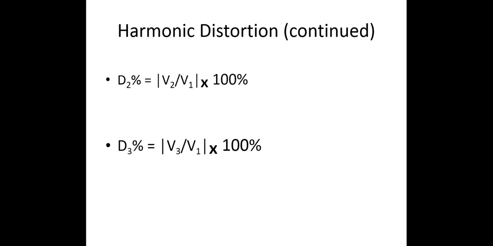So for example, D2 percent will be magnitude of V2 over V1 into 100%. D3 percent will be magnitude of V3 over V1 into 100%, and so on. So in this manner we can calculate the nth harmonics. In practical scenarios, only the first few harmonic components would be significant, and as you go to higher harmonics, their values will be so small that they can be ignored.